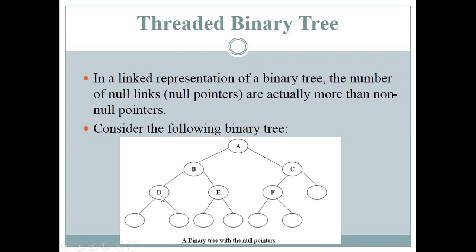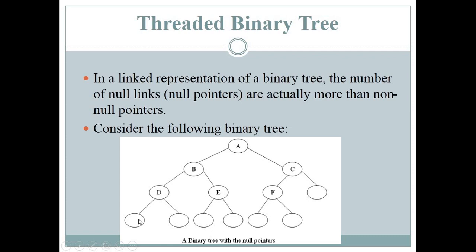then the pointers of D, meaning left pointer and right pointer, will be null. Pointers of E, left and right, will be null. Pointers of F, left and right, will be null, and also the right pointer of C will be null. So you can see here that you have 1, 2, 3 and 4 pointers, but 1, 2, 3, 4, 5, 6 and 7 null pointers. This is a very crucial thing in the linked list representation of a binary tree.